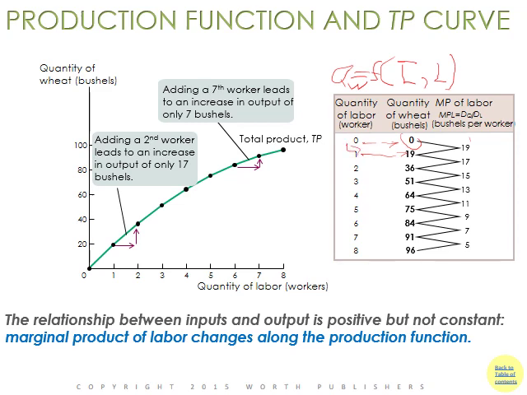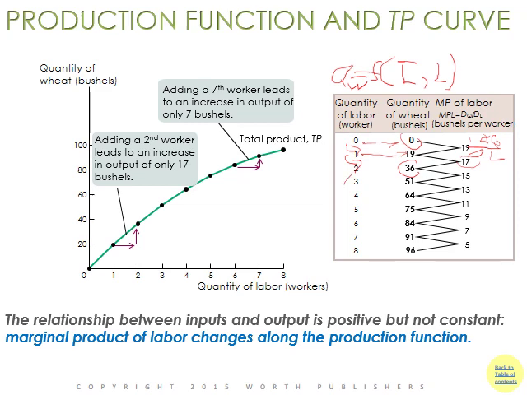So the marginal product of labor is the change in output divided by the change in your variable input, labor. Here, the output goes up by 19 and the change in labor is 1, so you have 19 divided by 1. Then when you add the second worker, output goes from 19 to 36, and the marginal product is 17.